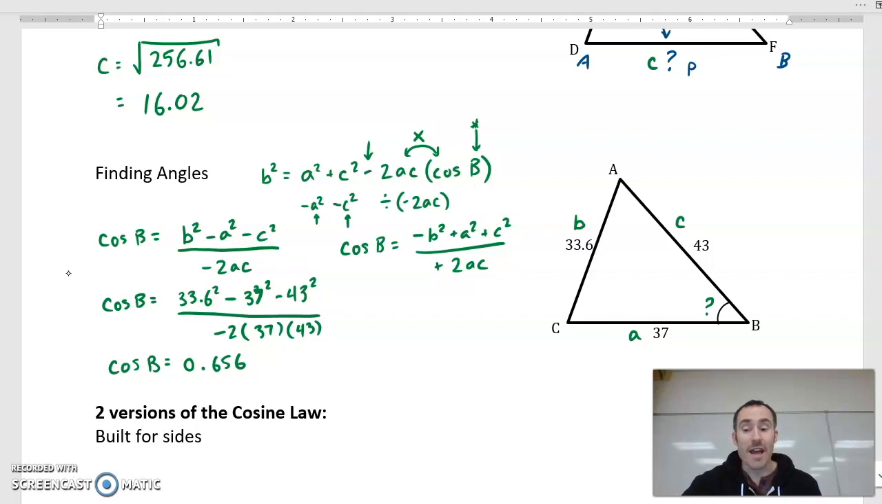That would be a really, really small angle. And I can tell by looking at angle B over here that it's not 0.656 degrees. So I'm forgetting that last step. Well, I'm not forgetting it. Maybe you're forgetting it. So cosine B is 0.656. I need to do the inverse cosine in order to figure out angle B. So angle B is equal to the inverse cosine of 0.656. And when you do that, you get 48.97 degrees. And that's actually what angle B is.